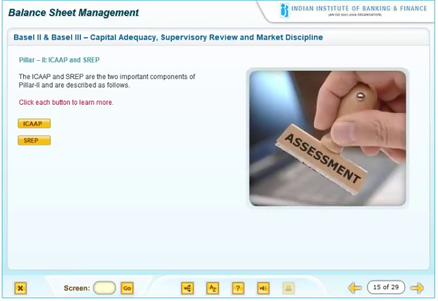The ICAAP and SREP are the two important components of Pillar 2 and are described as follows. Click each button to learn more.